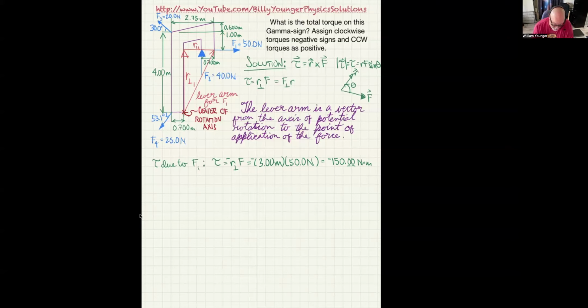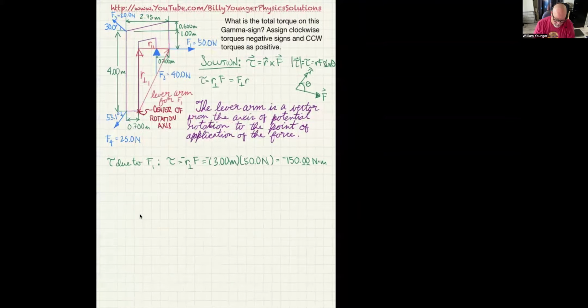Now we've got to figure out the torque due to F2. I've actually decided to do this on several pages so that you can see the diagrams with the lever arms without all the complications of having a bunch of different lever arms. So that was the lever arm and torque calculation for F1. Now I'm going to turn to the other page to do F2.